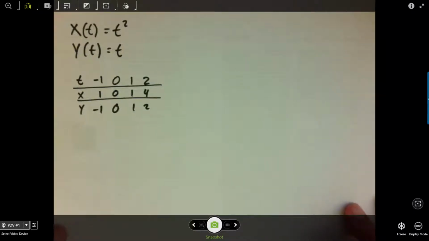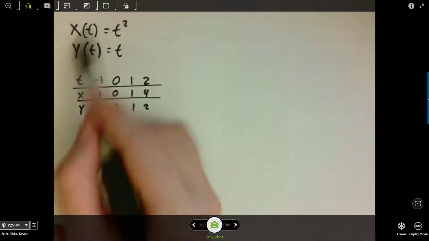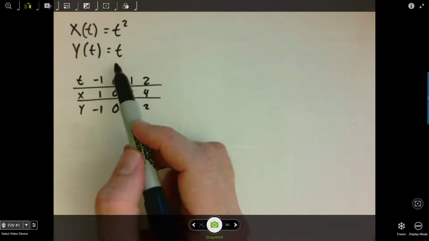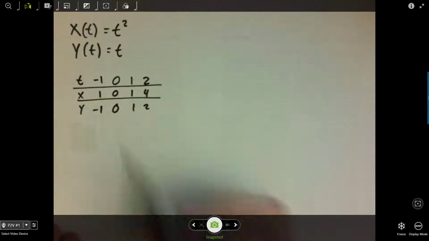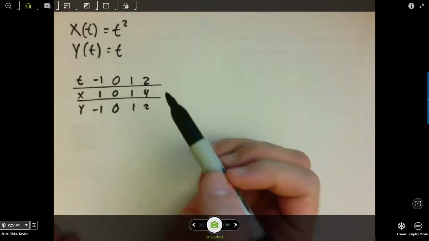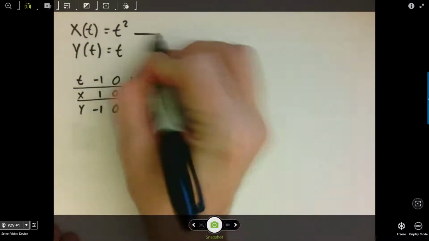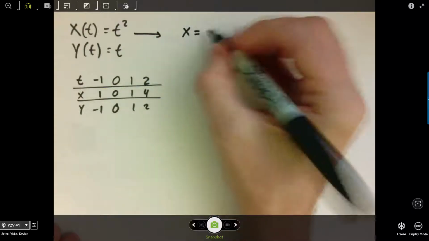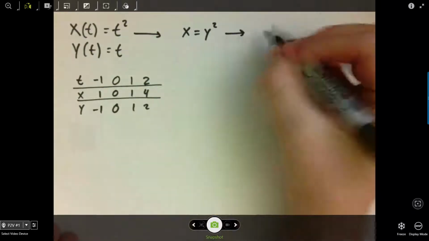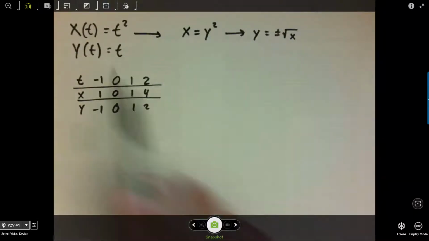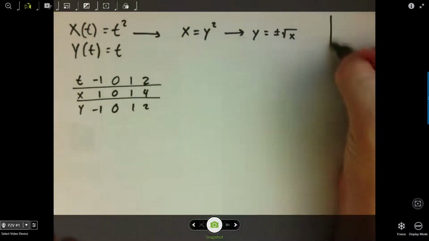But I've said a couple times that I want you to branch beyond that. So here's a different thing that you can do. If it's one that's as simple as this, you could try to combine them together by eliminating the parameter t to produce a regular Cartesian equation. So in this case, I know that y is the same as t. So if I wanted to, I could replace the t in this equation with y, because I know they're the same. That would give me that x equals y squared, which is the same thing as saying y is plus or minus root x. And that's assuming that t is ranging over all real values. So let's do a little sketch of that.